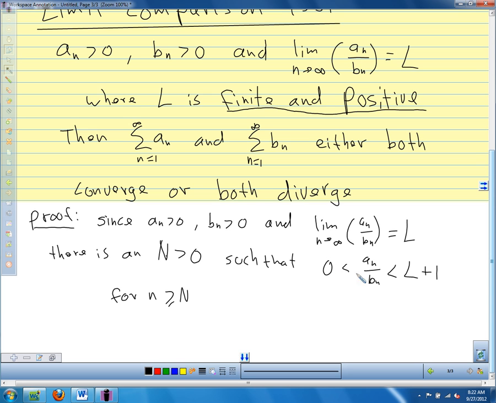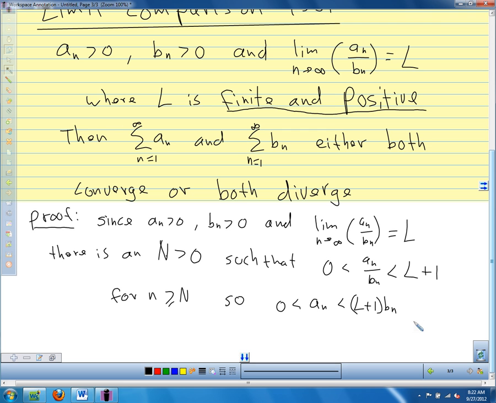So I can rewrite this inequality: 0 is less than a sub n, which is less than L plus 1 times b sub n. And so if b sub n converges, then a sub n is also going to converge. And by the direct comparison test, if a sub n diverges, then the series for b sub n is also going to diverge. So the proof just involves the definition of the limit. Pretty simple proof.